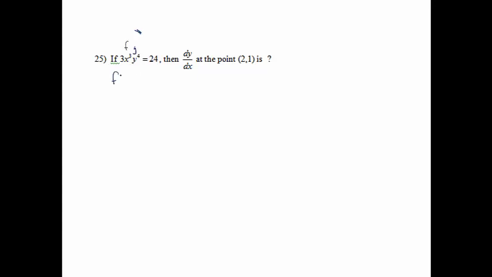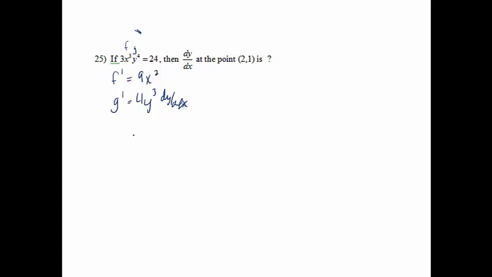All right, I do notice on the left side also we have a product, so I'm going to be using the product rule. So if f is 3x to the third, f prime will equal 9x squared. And then if g is y to the fourth, g prime will be 4y cubed dy/dx. Don't forget that part of it.